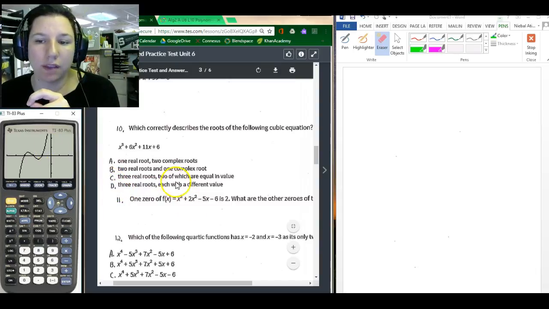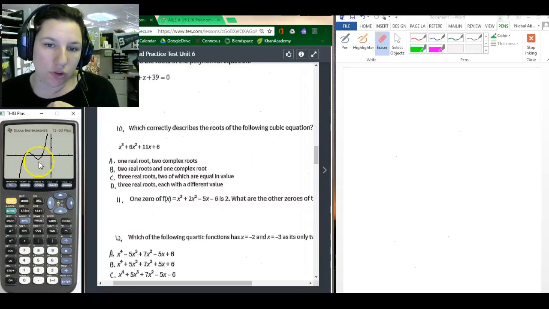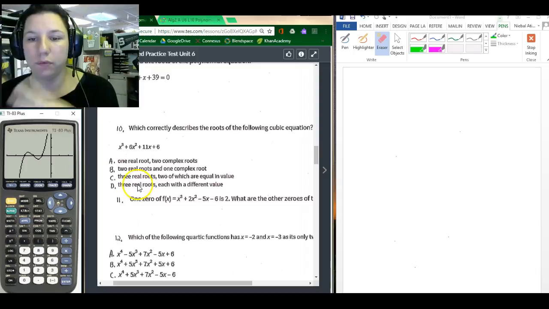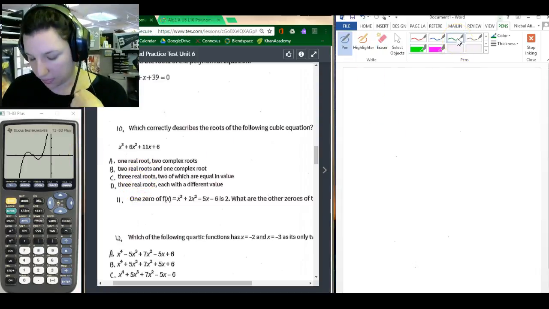And the reason they're asking 2 of which are equal in value or 2 with each a different value, they're asking about those multiplicities again. So because the graph goes straight through each of these points, that means each one's only a root once, right? There's 3 different ones and they're all 3 different numbers. Instead of a graph that might look like this.